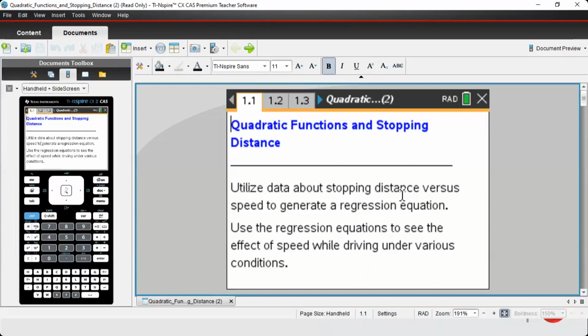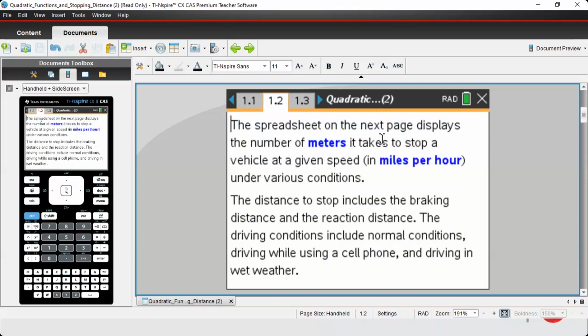Utilize data about stopping distance versus speed to generate a regression equation. Use the regression equations to see the effect of speed while driving under various conditions. Very real world. So the spreadsheet on the next page displays the number of meters it takes to stop a vehicle at a given speed in miles per hour under various conditions. The distance to stop includes the braking distance and the reaction distance. So the driving conditions include normal conditions, and then they're going to get while using a cell phone and driving in wet weather.